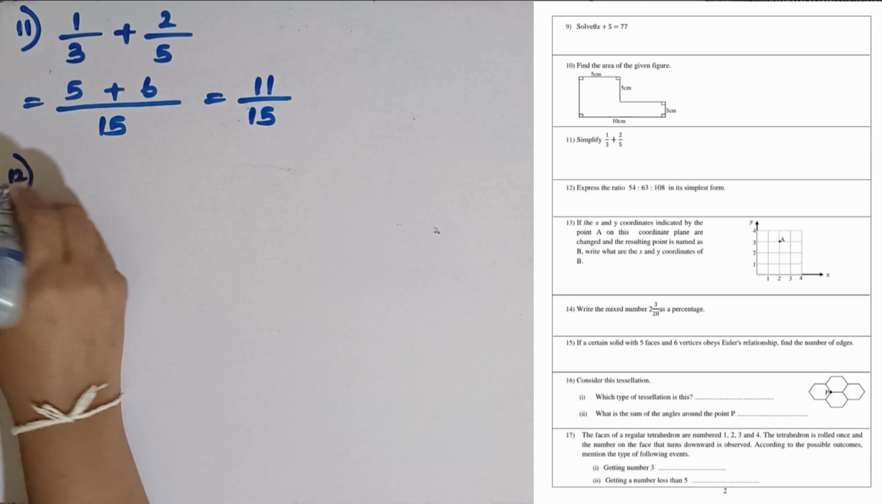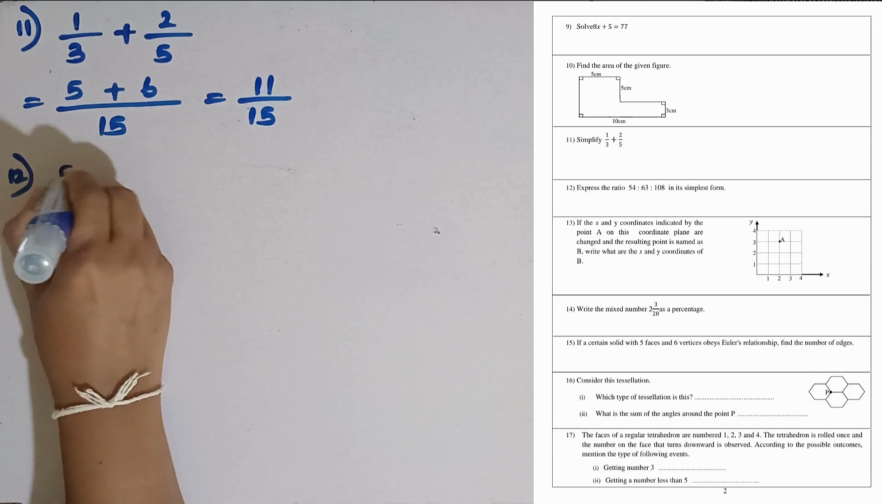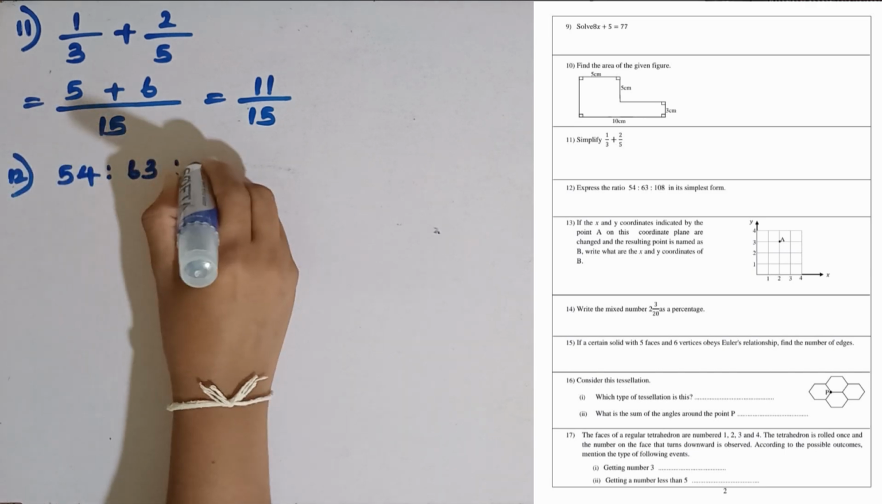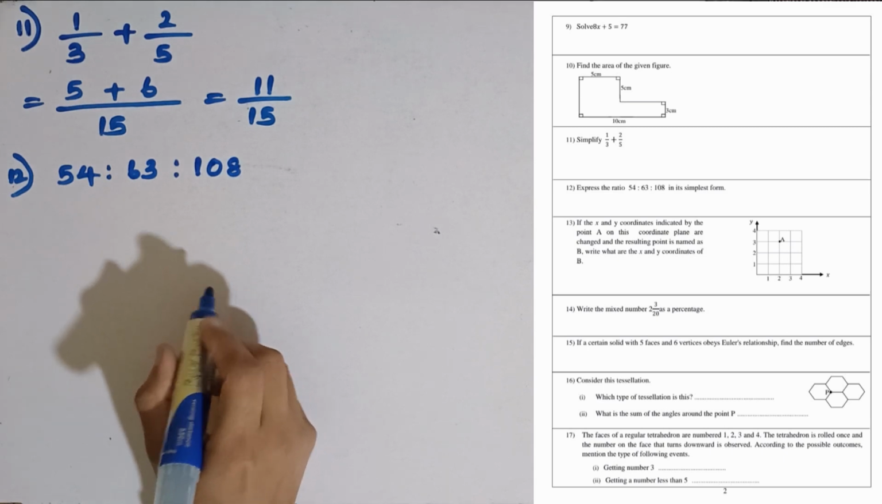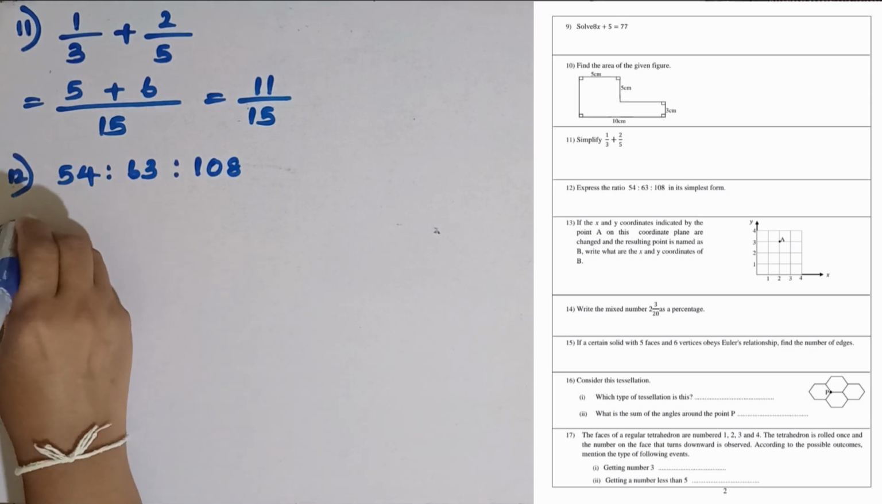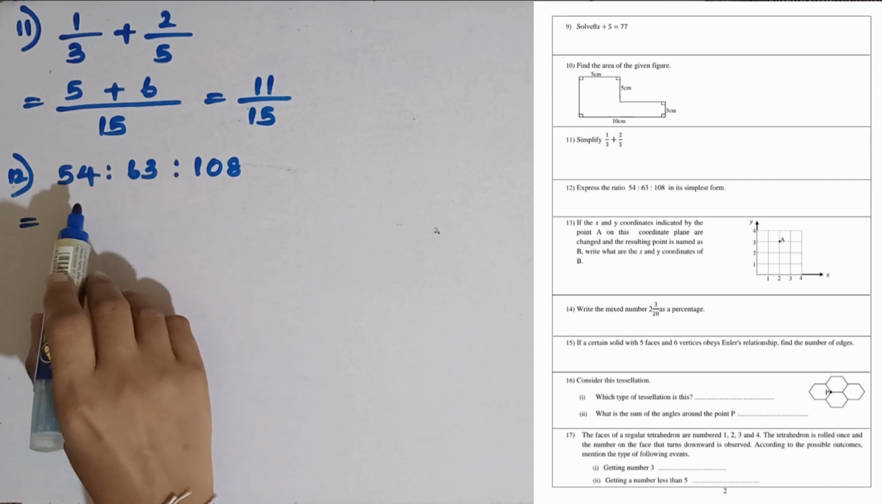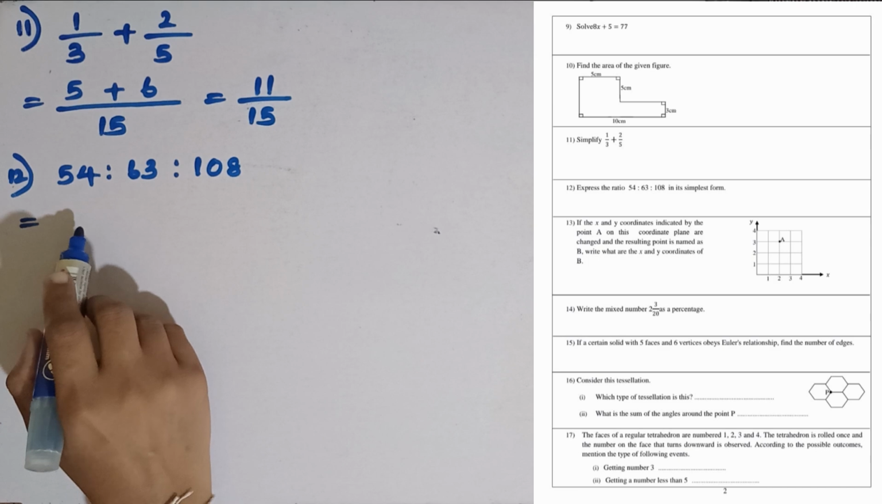Question number 12. Express the ratio 54 to 63 to 108 in its simplest form. How to take the simplest form? We have to divide this ratio by the largest number that all the terms can be divisible by.